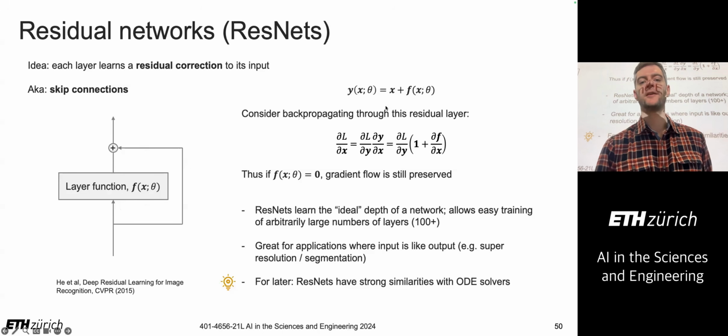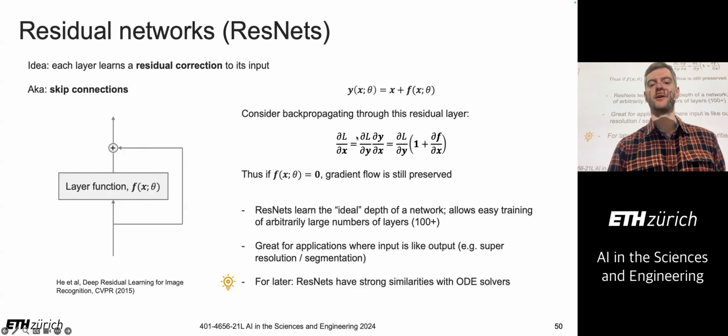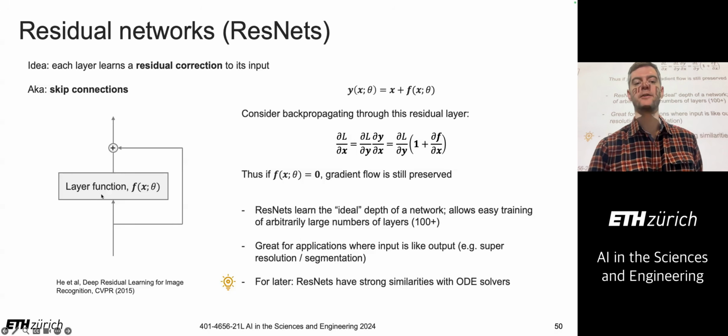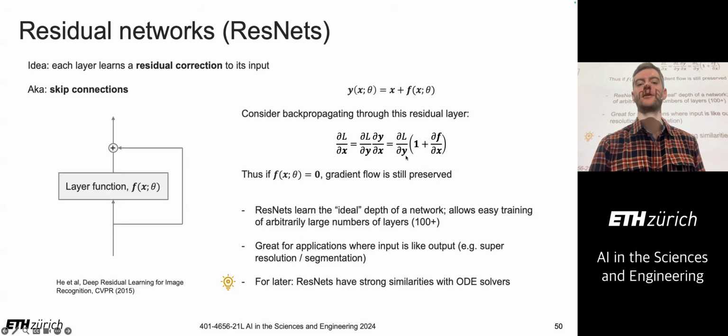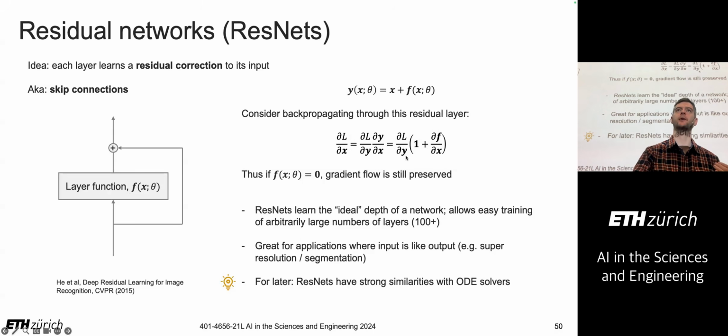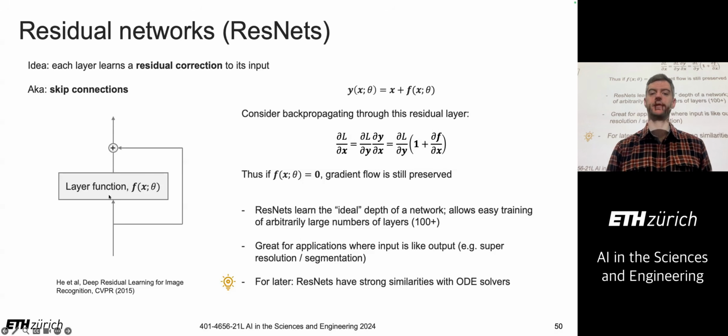Now, if you do this and you think about backpropagating through this function, for example, what is the derivative of L with respect to X? Again, use the chain rule, and we can show that it's the derivative of L with respect to Y times this object here. And if the layer function is 0, so if the network doesn't learn anything, this term is 0, and we still end up with the gradient before we apply the function. So the backprop will still have a gradient going through that layer, even if the output of this function is 0. So it's a really neat idea, and it's very effective in practice.